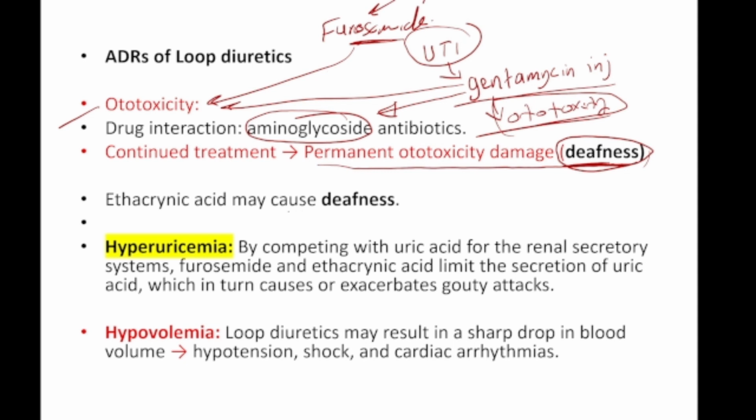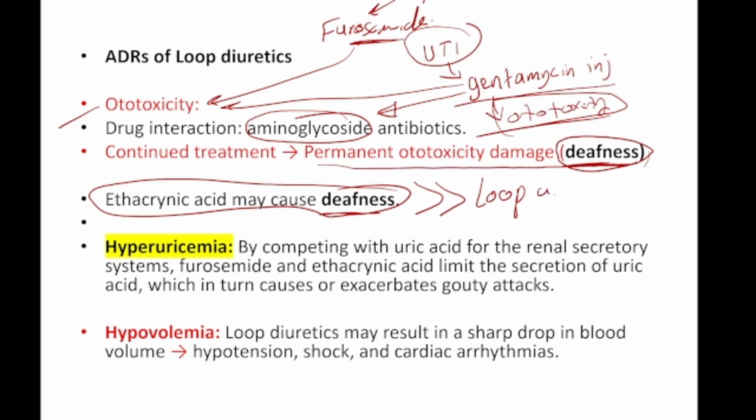Ethacrynic acid may cause deafness alone. If you prescribe it without any combination, it may cause deafness, more than other loop diuretic agents, for example furosemide or bumetanide. So ototoxicity is a very important topic to address. Ototoxicity could be irreversible sometimes.